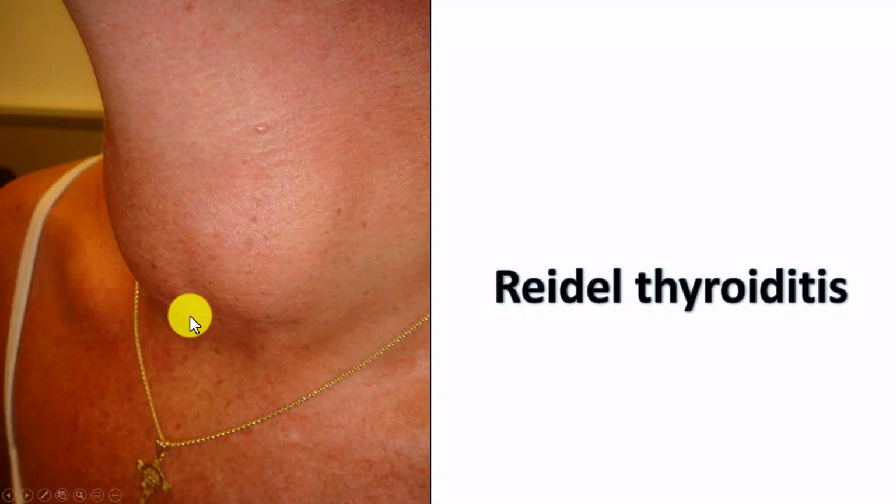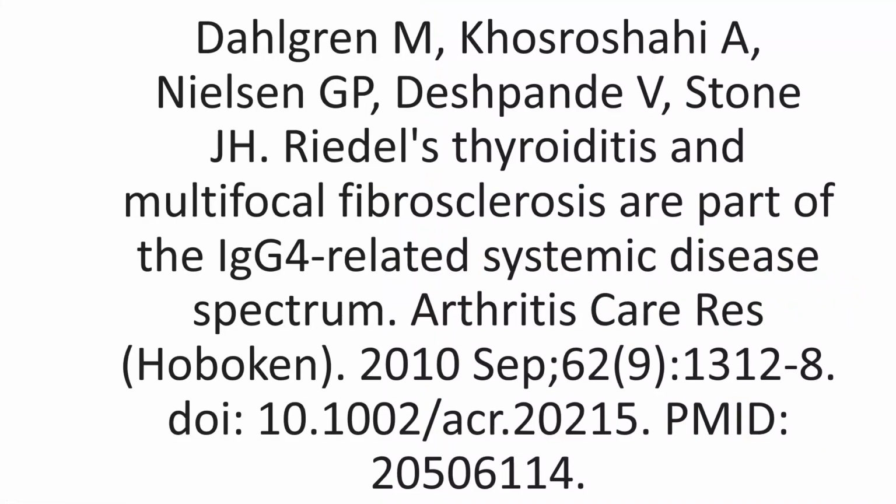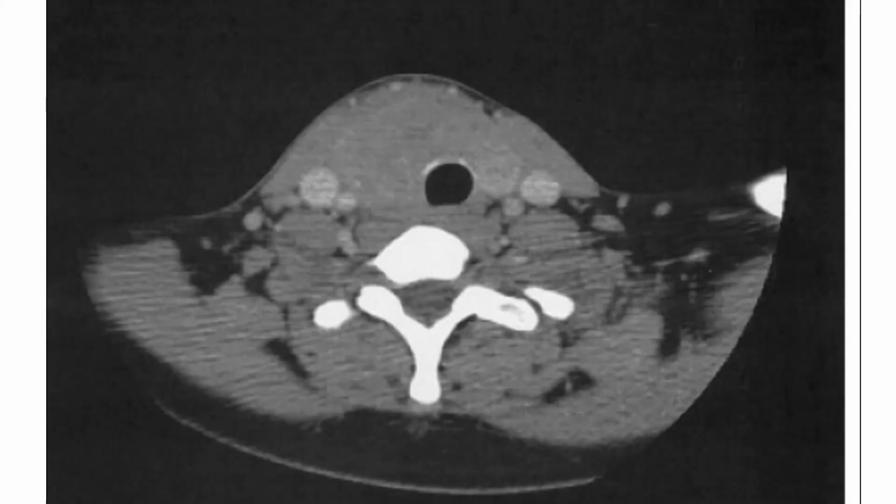She had this very hard, woody mass, and you can see she's had a biopsy not so long ago. And this was the index case, and we reported a series of cases of Riedel's thyroiditis. There've been other series now. Here's the CT scan. Here's the big mass in the thyroid.